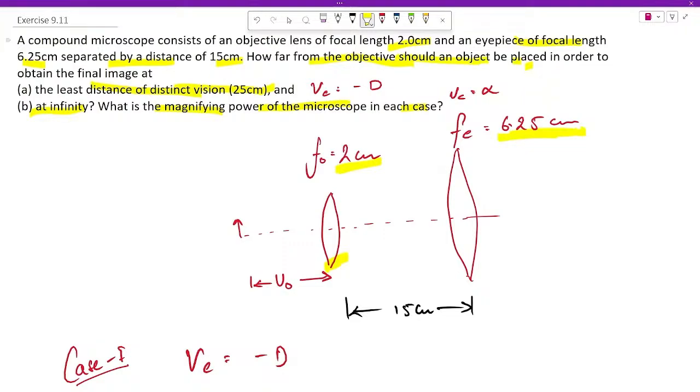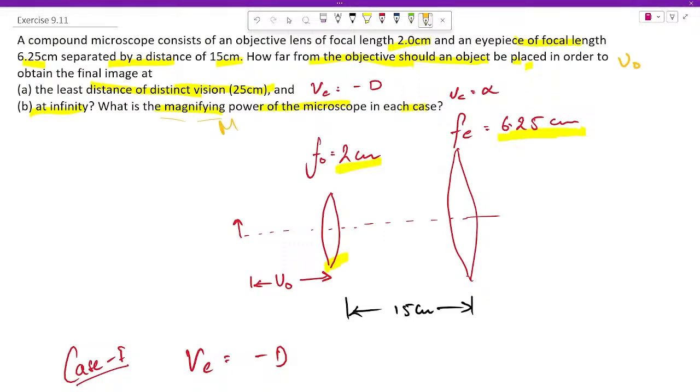We have to find out the value of u objective in the case where V_E, that is the image formed by the eyepiece, is at minus D. D is the least distance of distinct vision, that is 25 centimeter. The second case is V_E equals infinity, that is the image is forming at infinity, which is good for relaxed eye viewing. We also have to find out the magnifying power m of the microscope in each case.